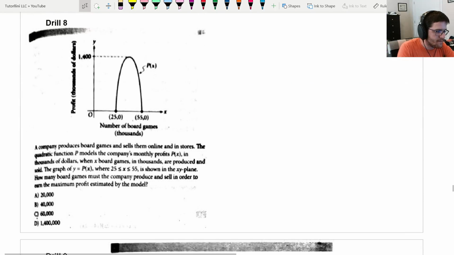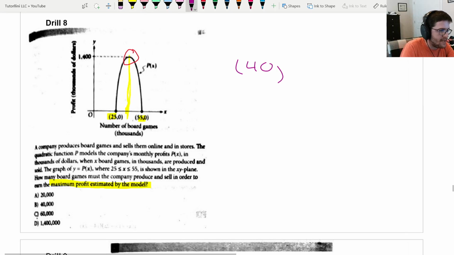Okay, drill 8. It says maximum profit estimated by the model. Okay, so whenever I have a quadratic, if I'm looking for the min or max, I look at the vertex. So the vertex is here. Just out of curiosity, to get the x coordinate, you would average the roots. So 25 plus 55 divided by 2. So that gives you 40. Another question could totally test you on that, so make sure you know how to do that. It's in the middle, so you find the midpoint: you add them up and divide by 2.